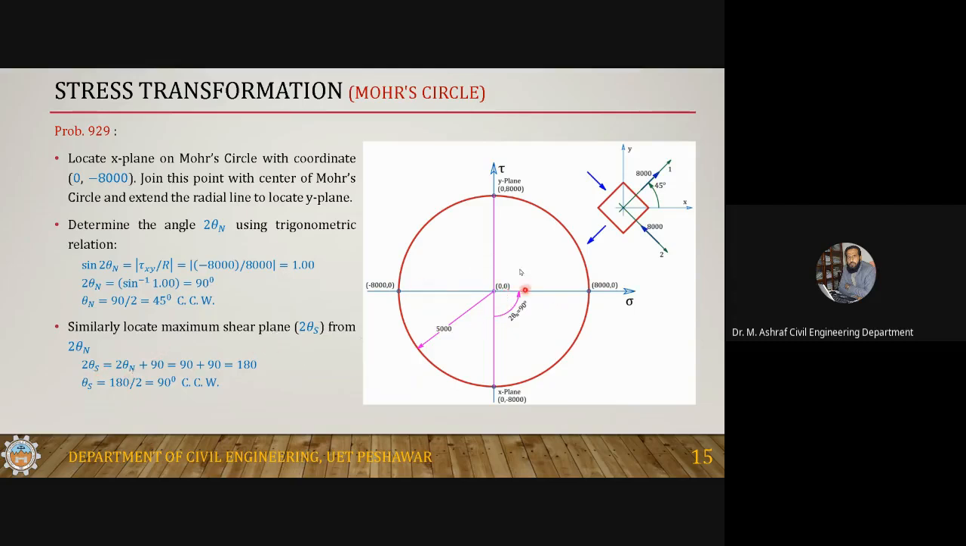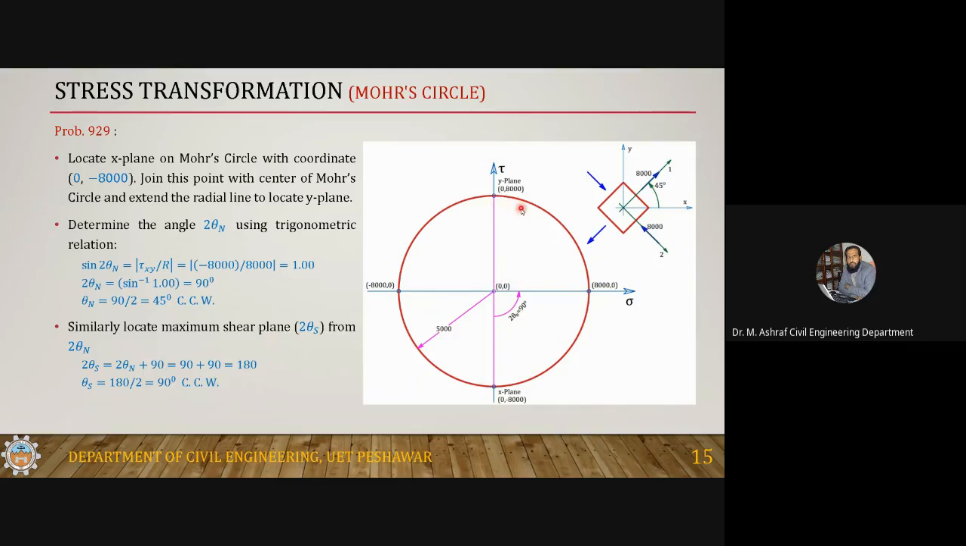2 theta n plus 90, so this is 180. So theta s is at an angle of 90 degree. Obviously, the maximum shear is this one. This is the maximum shear. This angle is 180. This is minimum shear. So the angle between minimum and maximum shear is 90. So 2 theta s is equal to 180, so theta s is 90 degree, and this is the maximum shear stress plane.